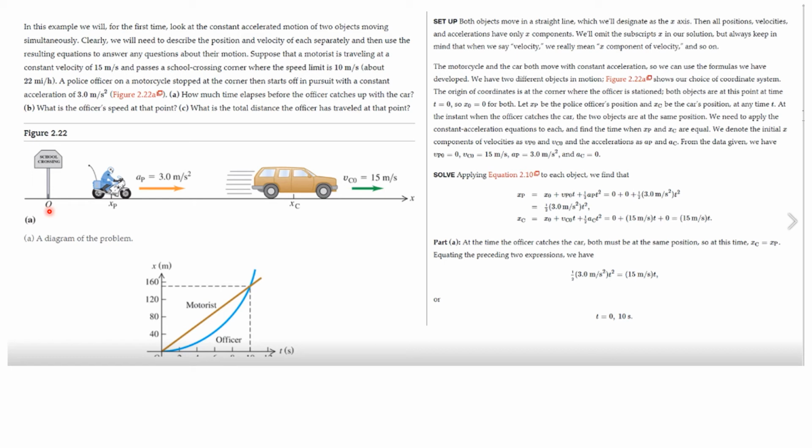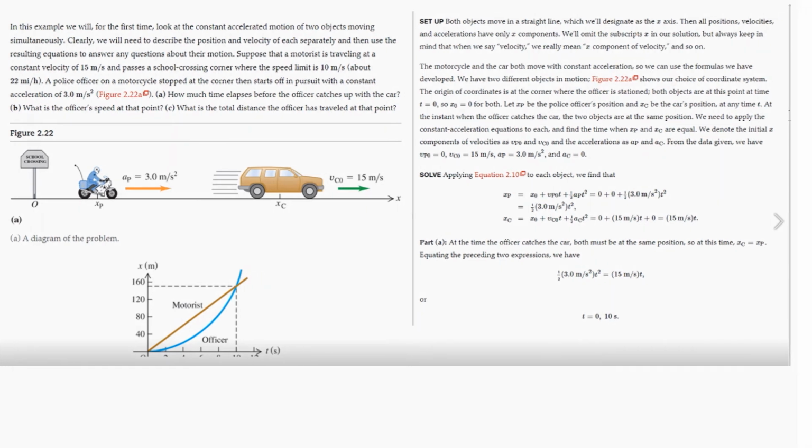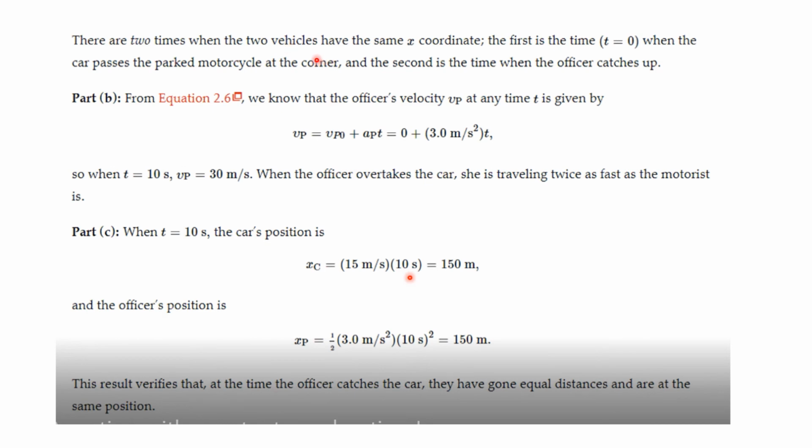They're in the same place. The next time they'll be in the same place is when the policeman catches up. So that is going to be 10 seconds. Okay. So 10 seconds then is the answer when the policeman catches up.